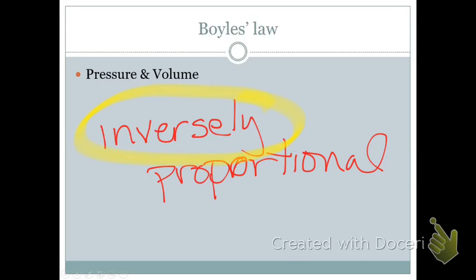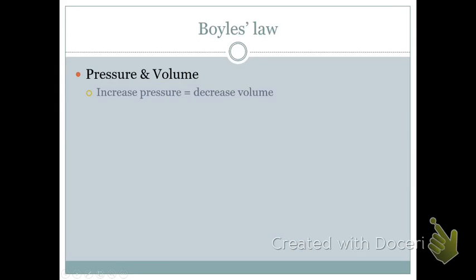That means that if my pressure increases, then my volume is going to decrease. If my pressure increases, then my volume will decrease. Well, what does that mean? Well, if my pressure increases by a factor of 4, then my volume is going to decrease by a factor of 4. So in Boyle's law, if I increase pressure, I decrease volume. If I increase volume, I decrease pressure.